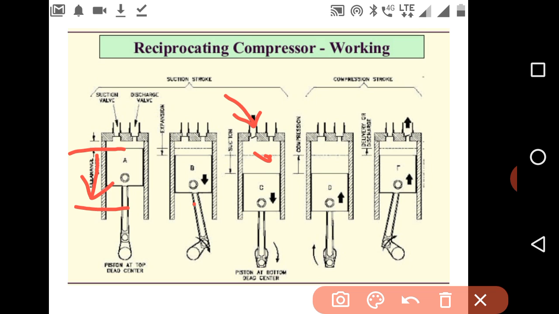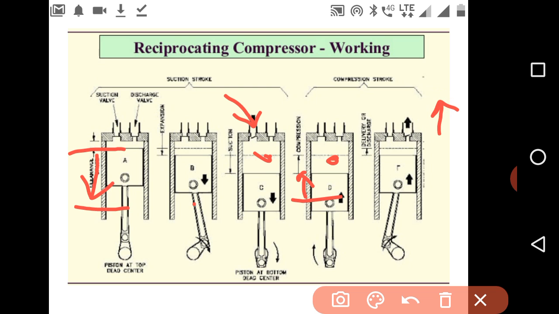Once the air is sucked inside the cylinder, the piston keeps moving till the bottom dead center. When it comes to the bottom dead center, it will reverse its direction and start moving from bottom dead center to the top dead center. As the piston is moving from bottom dead center to the top dead center, the pressure inside the cylinder keeps on increasing.